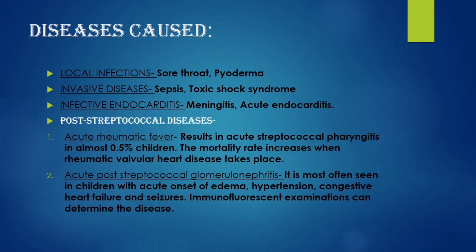Now, what are the post-streptococcal diseases? The post-streptococcal diseases may be asymptomatic and the person may be a carrier. They include acute rheumatic fever and acute post-streptococcal glomerulonephritis. Rheumatic fever is indicated by streptococcal pharyngitis, that is the inflammation of the pharynx. The mortality rate increases when heart disease takes place. In streptococcal glomerulonephritis, edema, seizures, and heart failure take place.